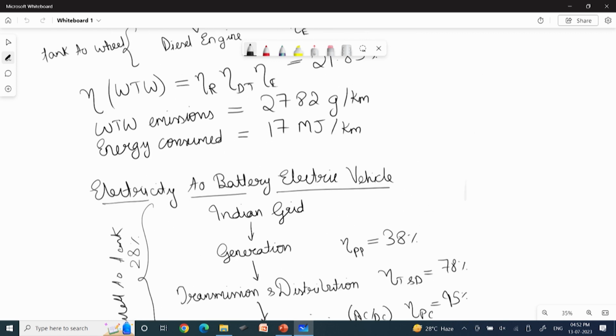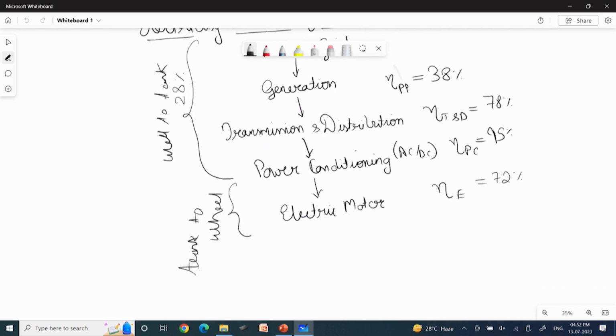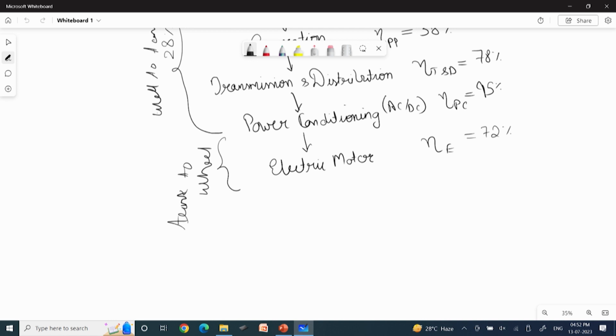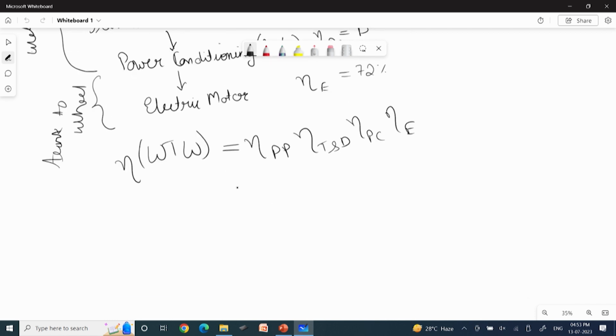Compare that with the efficiency for the earlier case, which was around 87% or so. You multiply this 28% with the tank to wheel efficiency to get the final overall efficiency, eta well to wheel. You multiply all the things: eta power plant, eta transmission and distribution, eta power conditioning, eta engine. You multiply the 4 things and the efficiency would be roughly 20%.